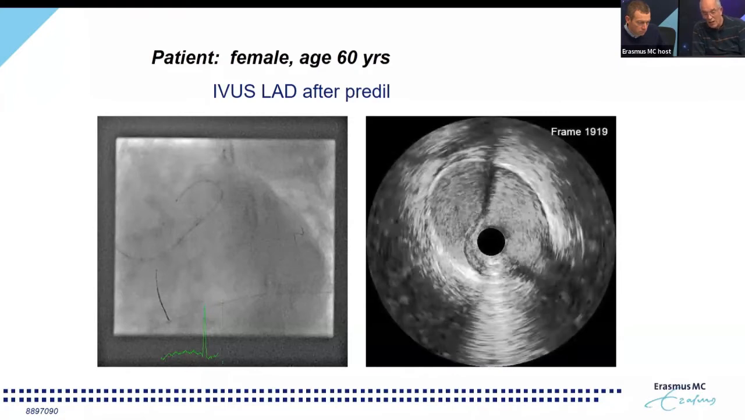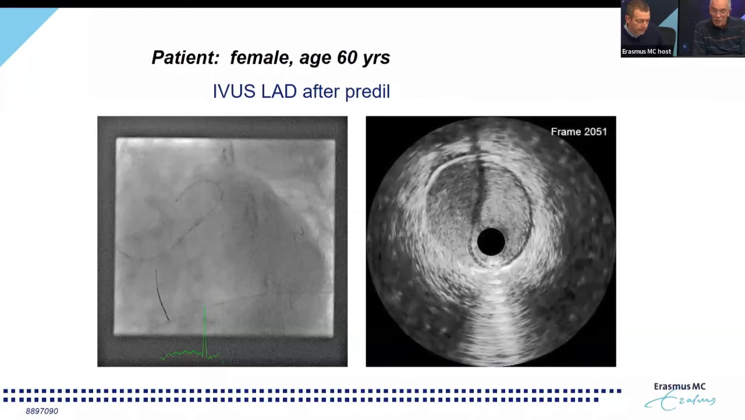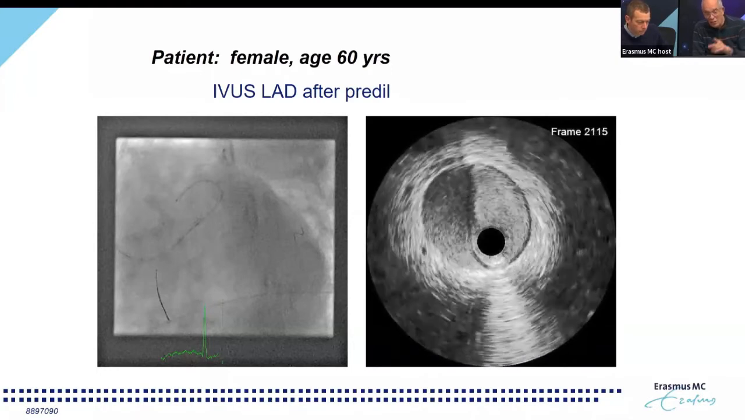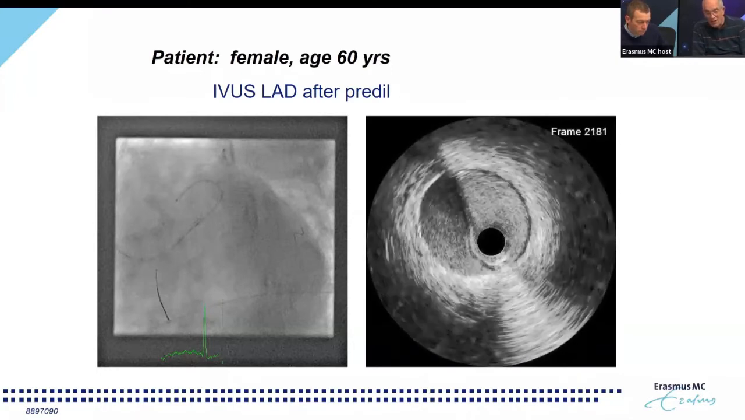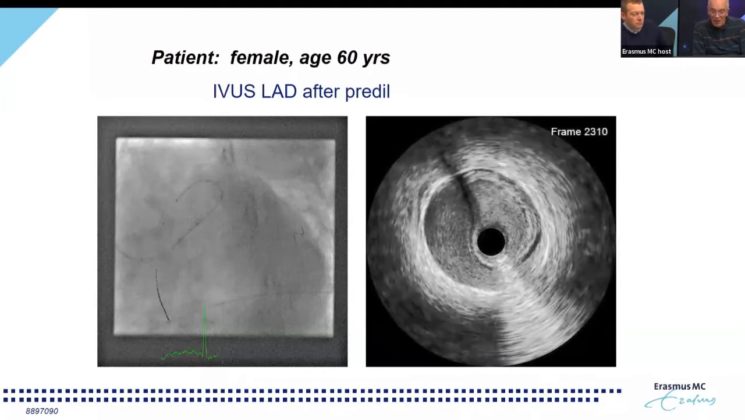Again, here you see the side branch coming from the same side as the IVUS catheter. If you were in the false lumen, then this black line of the media would be in between you and the side branch.